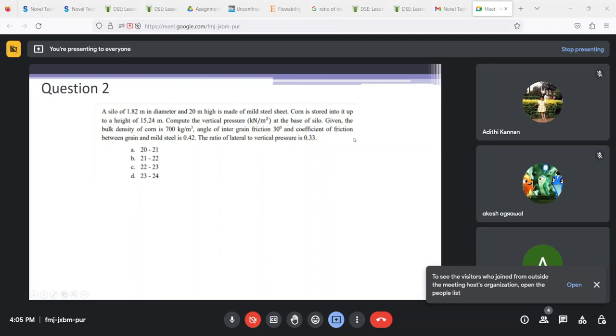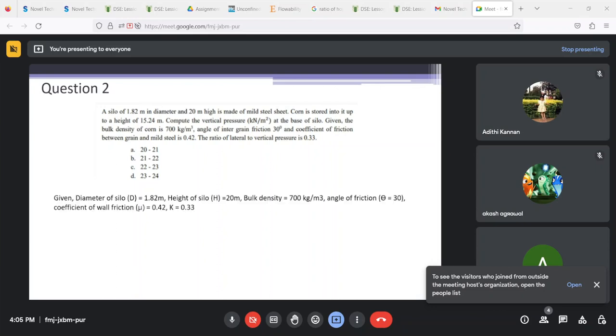And there is also friction between the grain and the steel sheet, that is the silos. So between the grains also you have friction, and between the grain and the silos also you will have friction. So all those will influence the pressure that is acting on the base of the silos.